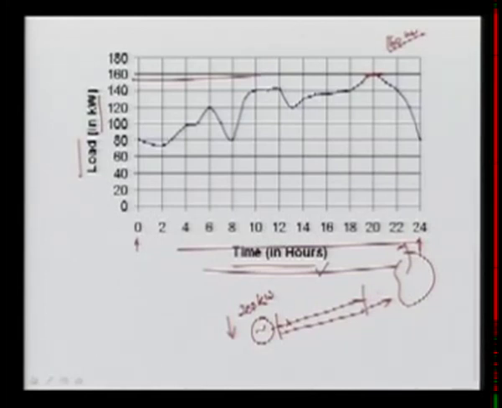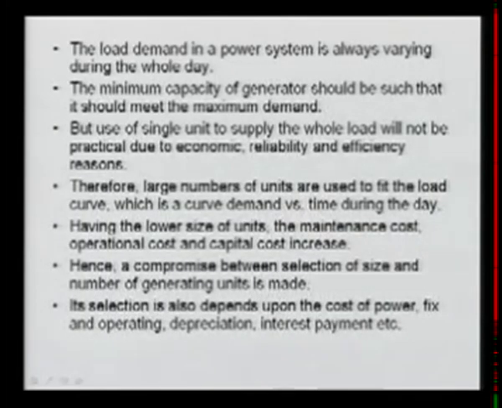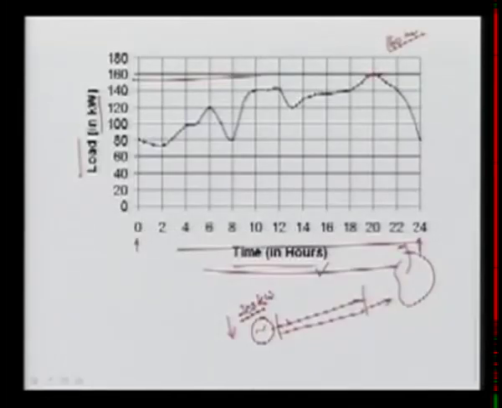So the rating of the station should always be more than the maximum demand. Now it is possible that we go for one unit of 200 kilowatt, since the load here is only kilowatts. Once the maximum capacity is decided, there is a possibility that we go for one unit of 200, or for 2 units, or even 4 units. Several possibilities are there.